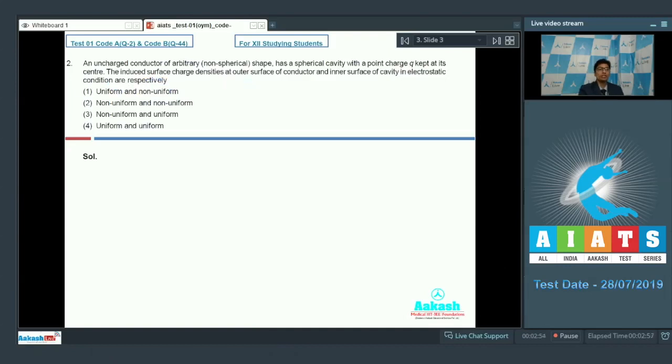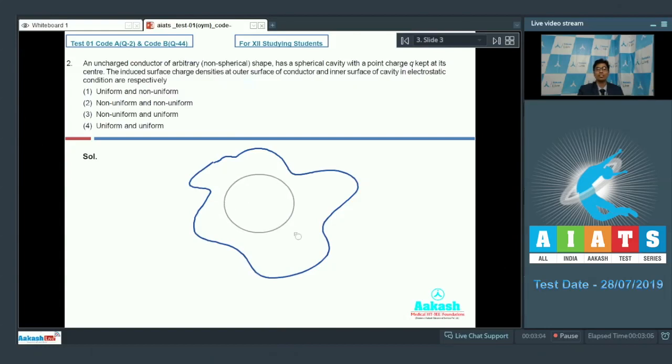So dear students, as per the question, we have been given a conductor of an arbitrary non-spherical shape, and inside this conductor there is a cavity which is spherical in shape. As per the question, inside the cavity there is a charge of magnitude q which is kept at the center of the cavity. Now dear students, we know from the properties of the conductors in electrostatics that in the inner surface of the cavity, because charge q is kept at the center, the surface charge density which will be induced will be uniform.